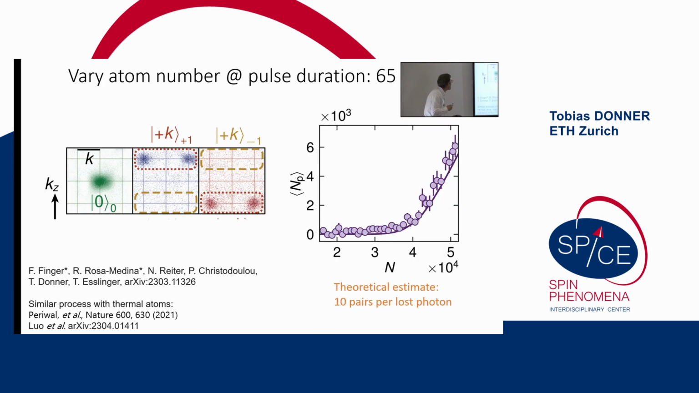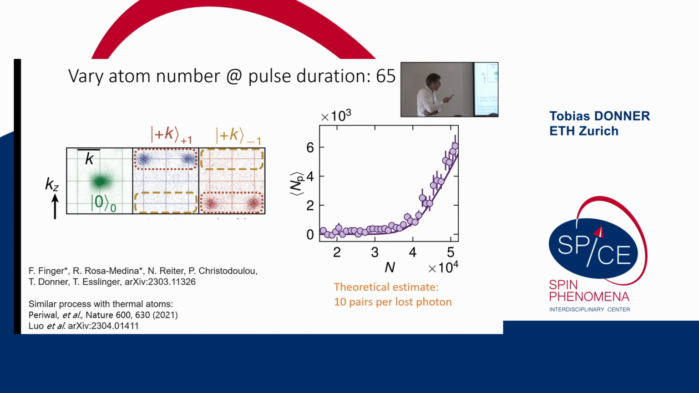So that's our process, and we wanted then to analyze how well this pair production works and if these are really pairs. The first thing to do is to change the number of atoms in the pump mode, so in this initial condensate, and you see that we have a superlinear growth of this pair production, which is typical for these parametric amplifiers.